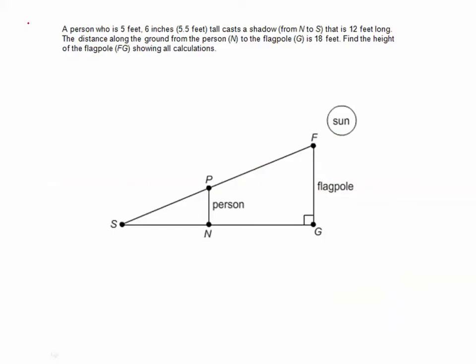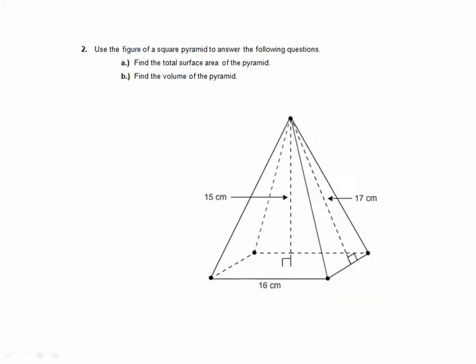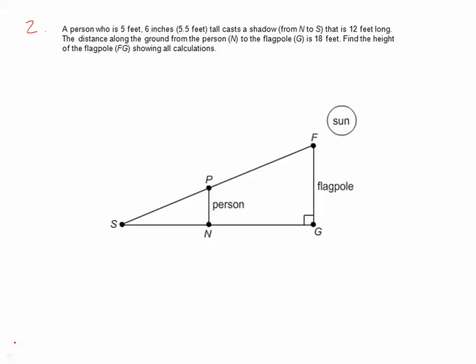On number 2, if you'll notice on your Part 2 test, the numbers are a little messed up. This is number 2, and then this one says number 2, but it's number 3. I'm not sure what happened there. It says a person who is 5 feet 6 inches tall casts a shadow that is 12 feet long. So this is your person, 5.5 feet tall. They cast a shadow that is 12 feet long.